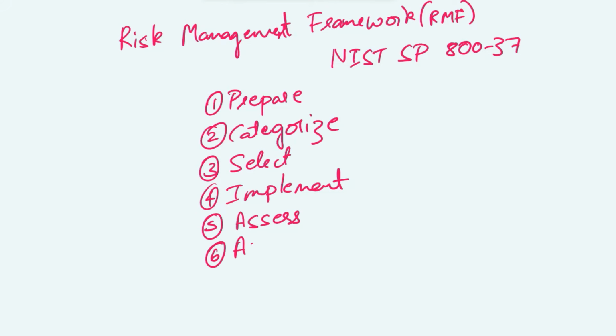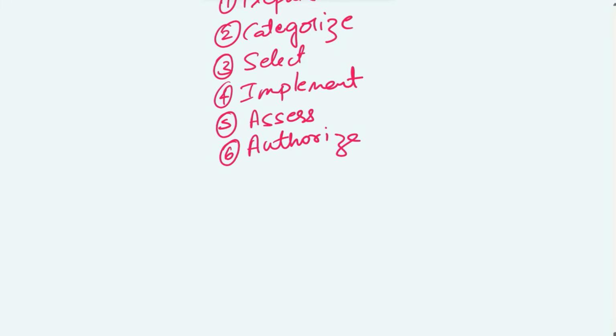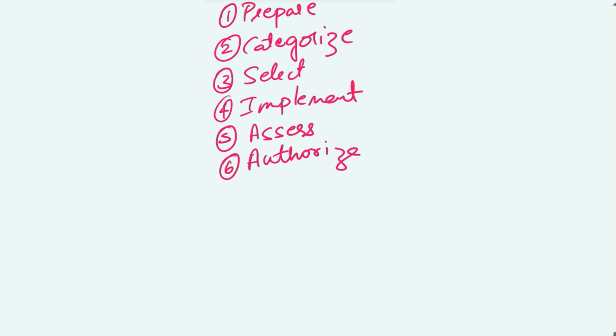Then the next one is to authorize. In the authorization step, based on the results of the assessment phase, the organization's senior management makes a risk-based decision regarding the acceptance of the risk associated with the information systems. If the risk is deemed acceptable, the information systems are authorized for operation. Then the last phase is the monitor phase. The continuous monitoring phase involves ongoing assessment and observation of the information systems and their security controls to ensure that they remain effective and responsive to changing threats and vulnerabilities.